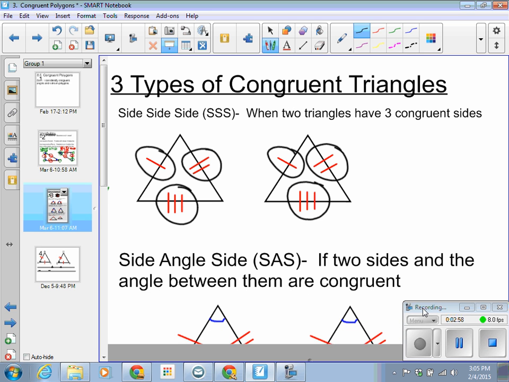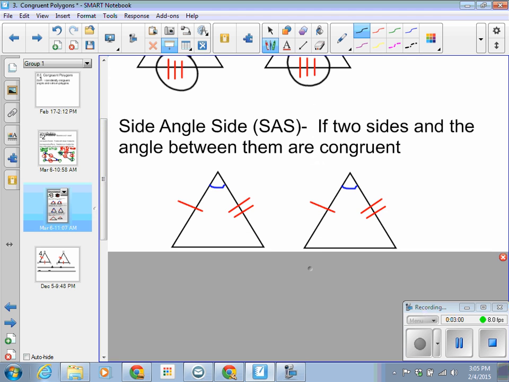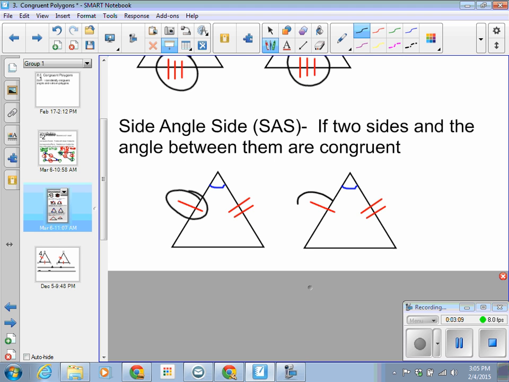Then you've got side, angle, side. The two sides and the angle between them are congruent, and so the entire triangles are congruent. The sides are congruent there, and the angles are congruent.